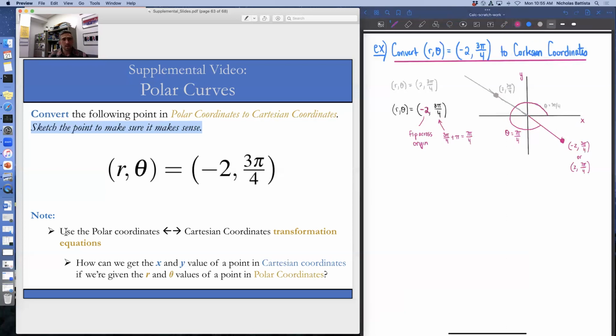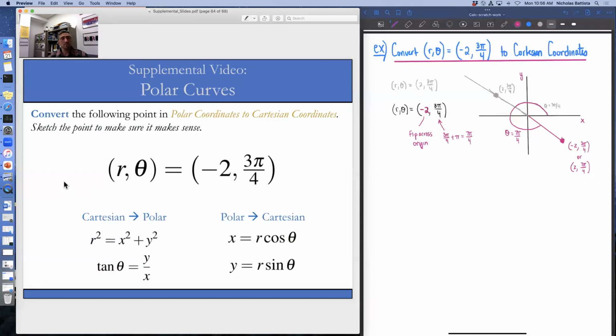The way in which we convert to Cartesian coordinates, or go back and forth between Cartesian and polar, is we use the transformation equations that relate r and theta to x and y and vice versa. In this problem, we want to know how we can get the Cartesian x and y values if what we're given are r and theta values for polar coordinates. So we move on to our transformation equations here, and we ask ourselves, if we start with x and y, how do we get to r and theta? Or if we start with r and theta, how can we get x and y?